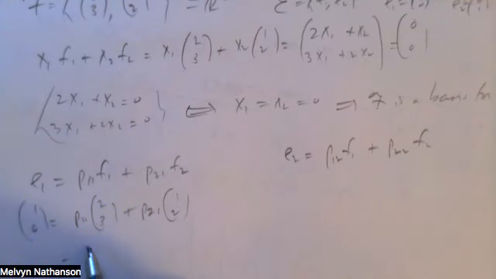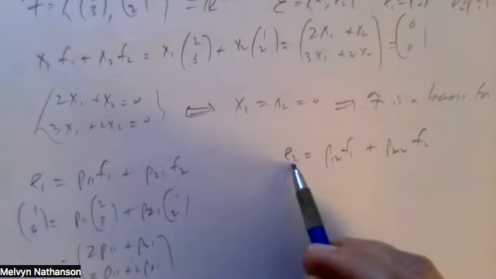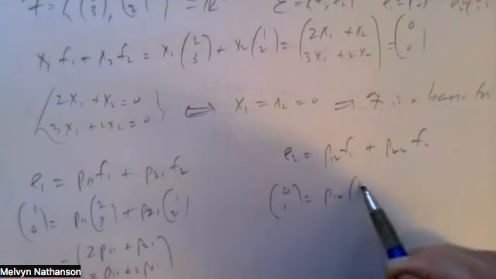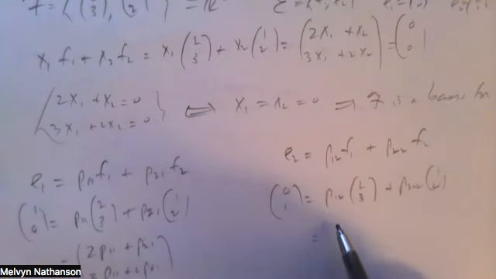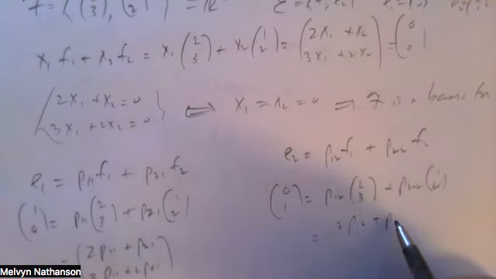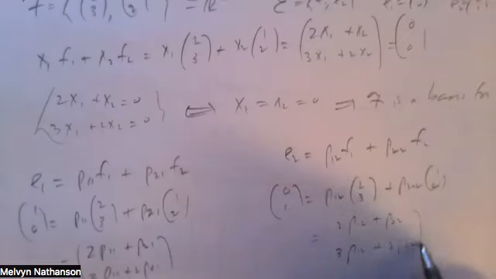So this is 2 p1,1 plus p2,1, 3 p1,1 plus 2 p2,1. Here, e2 is 0, 1. Is this linear combination, which would give me p1,2 times 2, 3 plus p2,2 times 1, 2. This is 2 p1,2 plus p2,2, 3 p1,2 plus 2 p2,2.